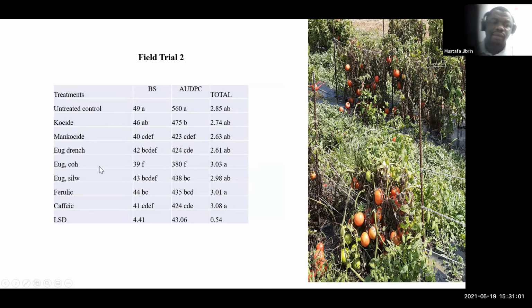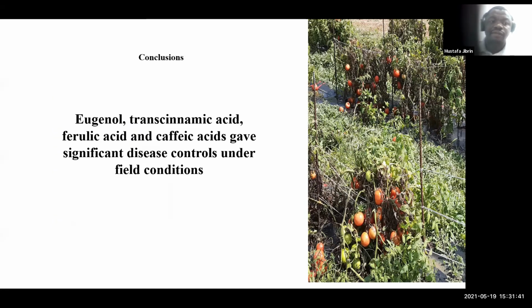We had similar results where ferulic acid, caffeic acid, and eugenol provided significantly better control against bacterial spots than the grower standard, which is a mancozeb or coside, or the untreated control. Similarly, on the AUDPC, which is the area under the disease progress curve, we have the same story to tell. But again, the yields were not so much different. Probably the plant variety can withstand bacterial spot onslaughts. So from this, we conclude that eugenol, tranexamic acid, ferulic acid, and caffeic acid gave significant disease control under field conditions.